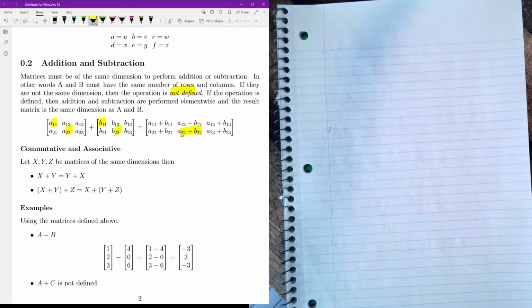You'll notice matrix addition is also commutative. In other words, the order in which you add them does not matter. And it's associative. If you add matrix 1 to matrix 2, and then add matrix 3, the order doesn't matter. You can do X plus Y together, and then Z, or Y plus Z, and then X. You'll get the same result. Let's do a couple of examples.